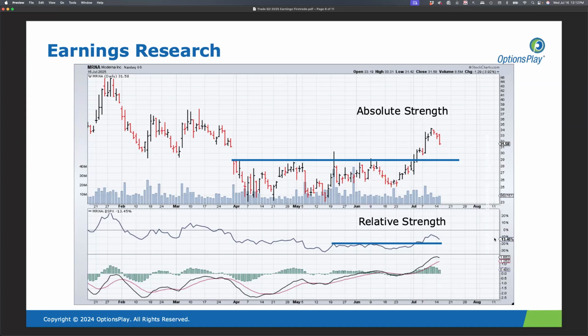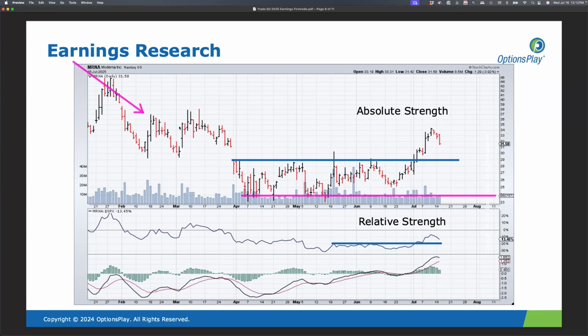What I like to see, if I'm taking a bullish view on a particular stock, is one, I like to see absolute strength, meaning I'm seeing that it's outperforming relative to its own history. So this is Moderna. As you can see, Moderna has been range bound between, call it, $24 and $29. So it's a $5 range that the stock has been trading in.